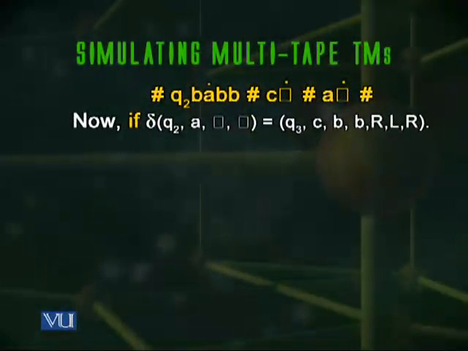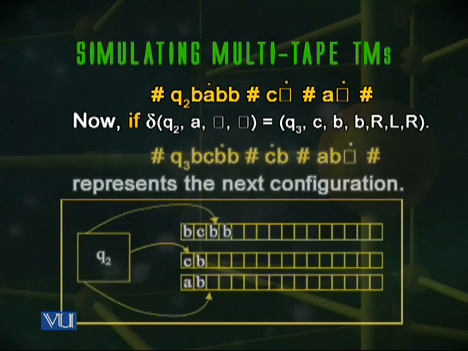Suppose that delta of Q2 comma A blank blank was equal to Q3 CBB RLR. This means in this case the Turing machine will move the first and the third head to the right, but the second head will move to the left. In this case, the machine will end up in the following configuration. Let us look at the picture of this configuration.